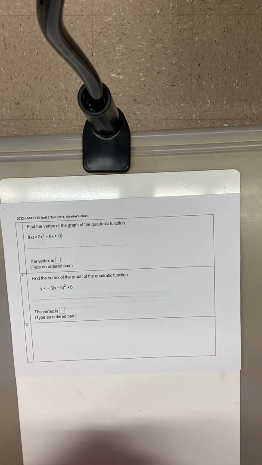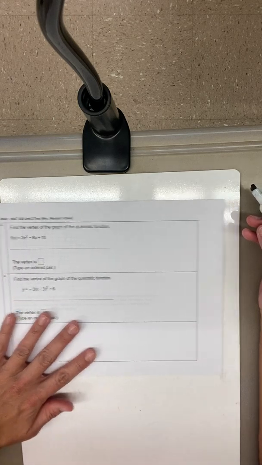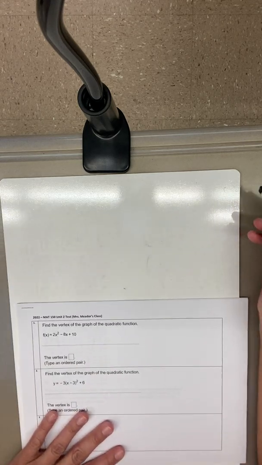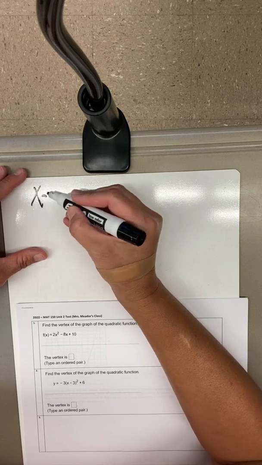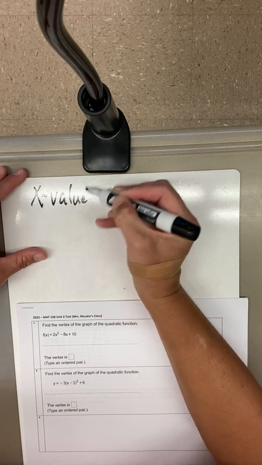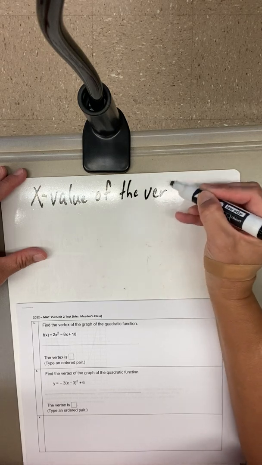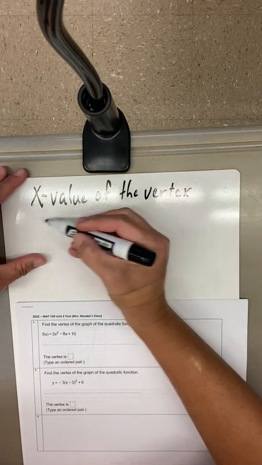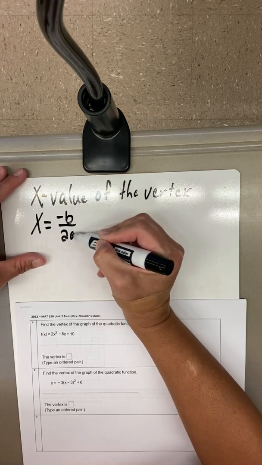All right, let's go. Number 1 says find the vertex of the graph of the quadratic function. It gives you the quadratic function. So to find the vertex of a graph, first you have to find the x value of the vertex of the graph. There's a formula for that. The x value of the vertex of a quadratic function is always going to be x equals negative b over 2a.